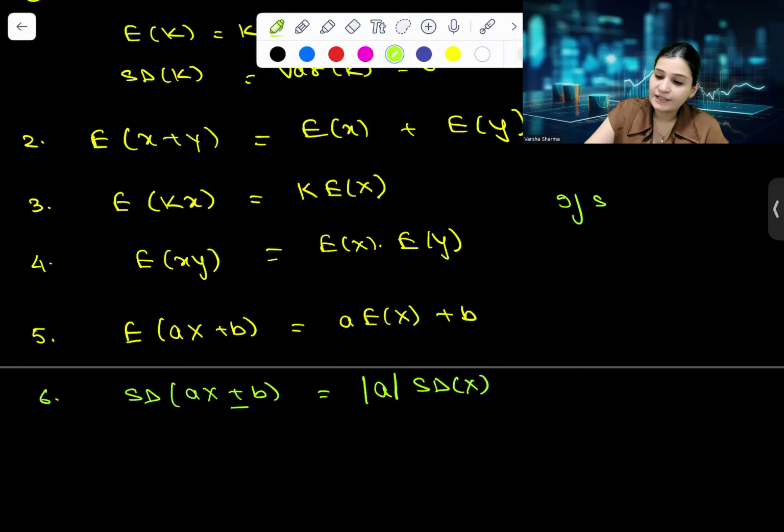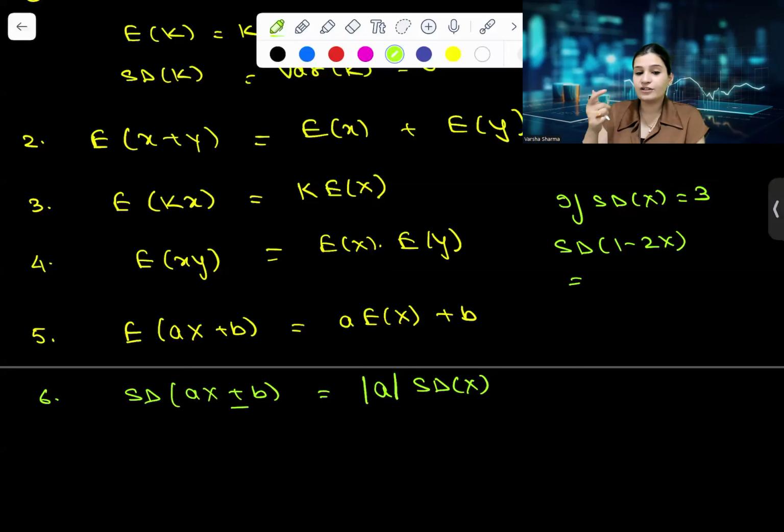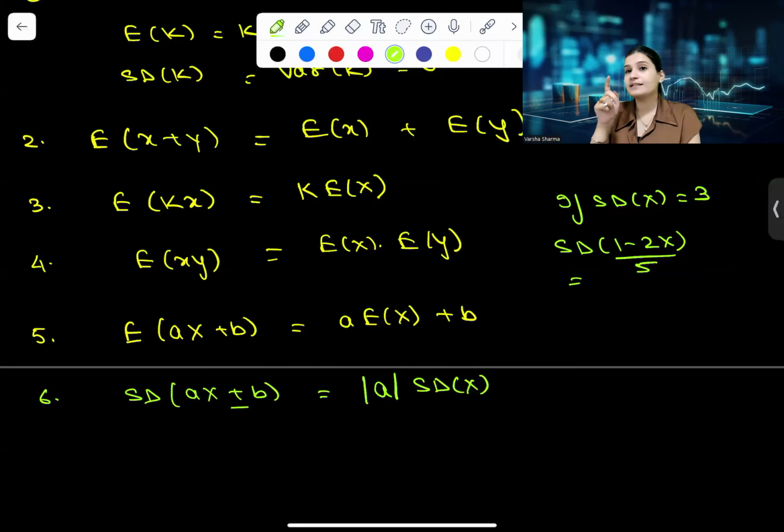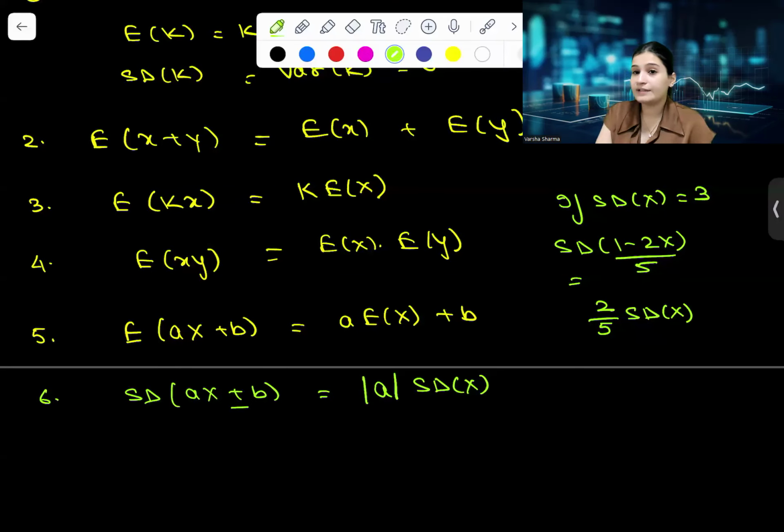So if standard deviation of x is 3, then standard deviation of 1 minus 2x. Whatever you have added or subtracted, that goes away. The only thing that will remain is whatever you have multiplied and divided. So suppose it is divided by 5: x is multiplied by 2 divided by 5 into standard deviation of x. You don't write the negative sign also, because standard deviation and variance can't be negative. Now you put the value of standard deviation 3. So the answer is 6 by 5.